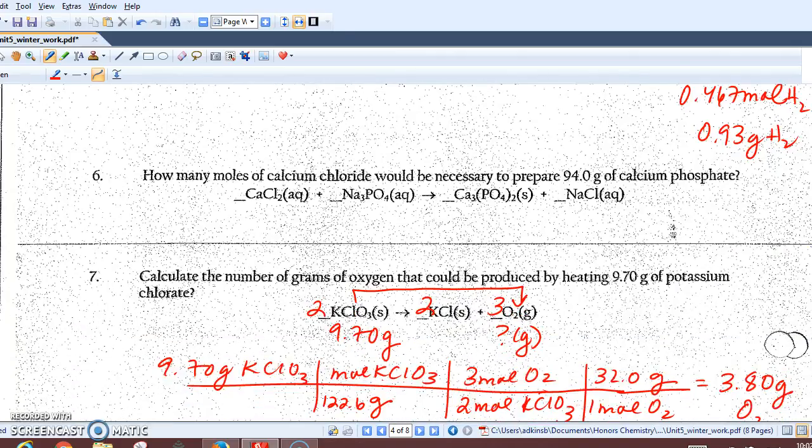Number 6 balances 3, 2 yields 1, 6. And the final answer on that one is 0.909 moles of CaCl2. Now again, this one was actually a gram to mole, so make sure you stop where they want you to. This worksheet said mass to mass at the top, but here they wanted you to stop at moles.